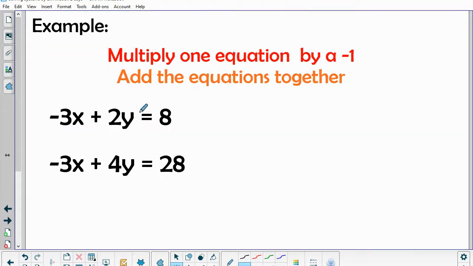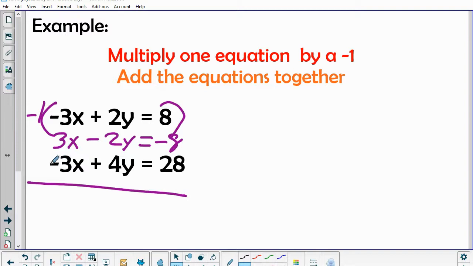Okay, we got one last one. We notice in this one the first terms are the same terms, so let's go ahead and multiply one by negative 1. Let's see what happens if I multiply the top by negative 1, since I haven't done the top one yet. So negative 1 times negative 3x would be 3x. Negative 1 times negative 2y would be minus 2y. And negative 1 times 8 would be negative 8.